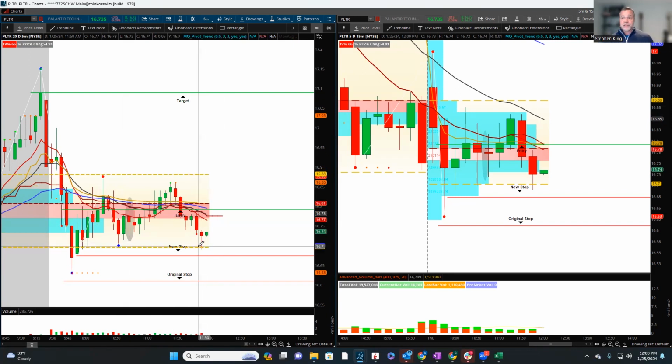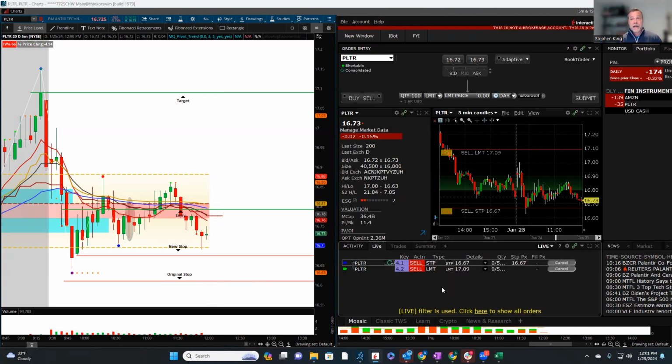Again, no guarantees in trading, but I do like the fact that we got a nice lower shadow here. Let's see, the low of this candle, 1669, low of this candle, 1670. So it was one penny lower. We got within a few pennies of our stop, but it held. So let's see if price can bounce out of here.